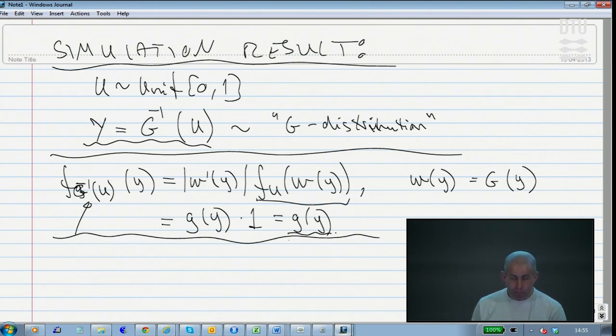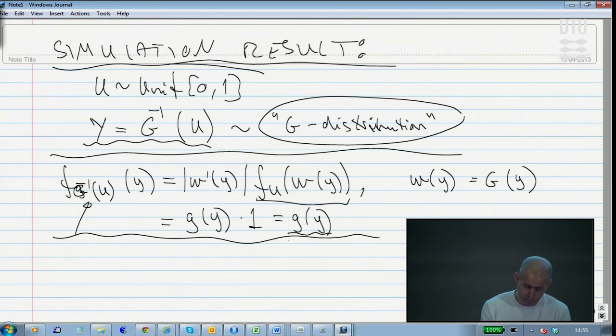So that means that this is how we can simulate from any G distribution. If we can simulate standard uniforms like that, we can use the inverse G to transform them, and we get something which follows the G distribution. Basically, that's it. Thank you.